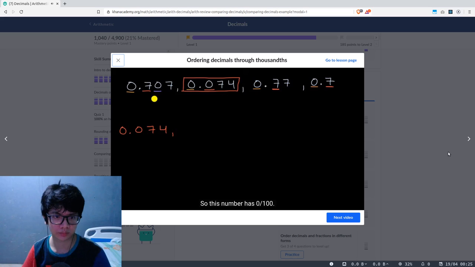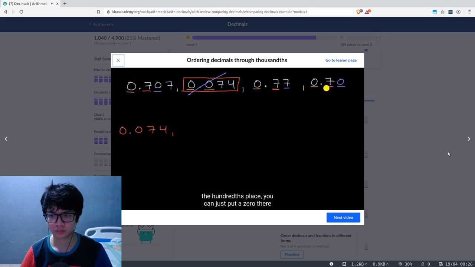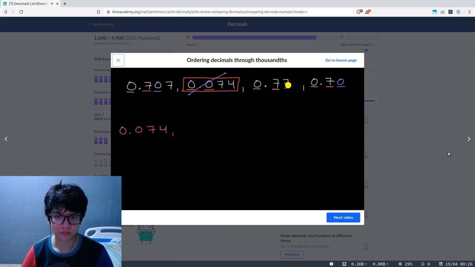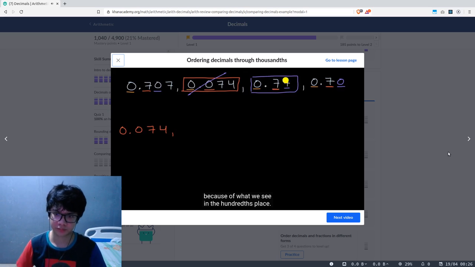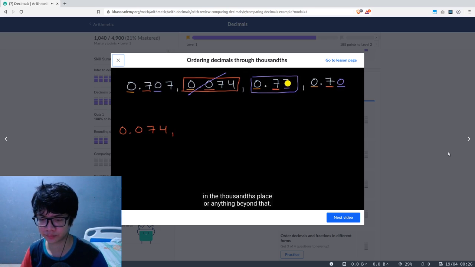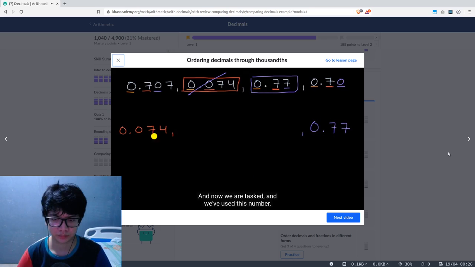So this number has 0 hundredths. We've already used this number. This number has 7 hundredths. And then this number, it might not be obvious, but the hundredths place you can view as being 0. You could just put a 0 there and not change the value. So this also has 0 hundredths. So these three numbers, same ones, same tenths, but this number, 0.77, has 7 hundredths, while the other two had 0 hundredths. So this is going to be the largest of our four numbers. This is larger than these other two because of what we see in the hundredths place. It doesn't matter what's happening in the thousandths place or anything beyond that. So we put the 0.77 right over there.